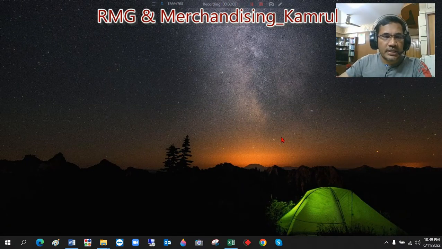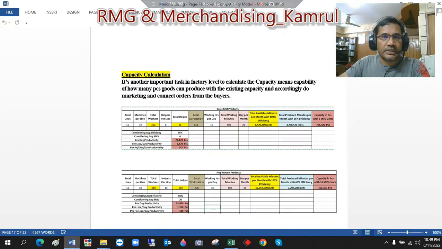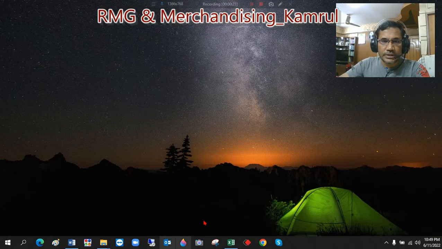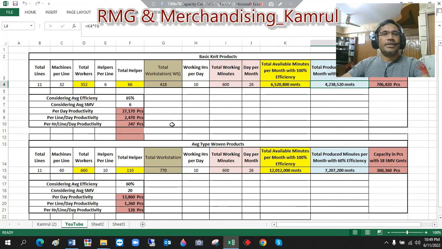So dear friends, let's move on to how to calculate the capacity. It's another important task at factory level to calculate the capacity, meaning how many pieces of goods can be produced with the existing capacity, and accordingly do the marketing. I have already discussed this, and through an Excel chart I'm going to discuss it. See here.